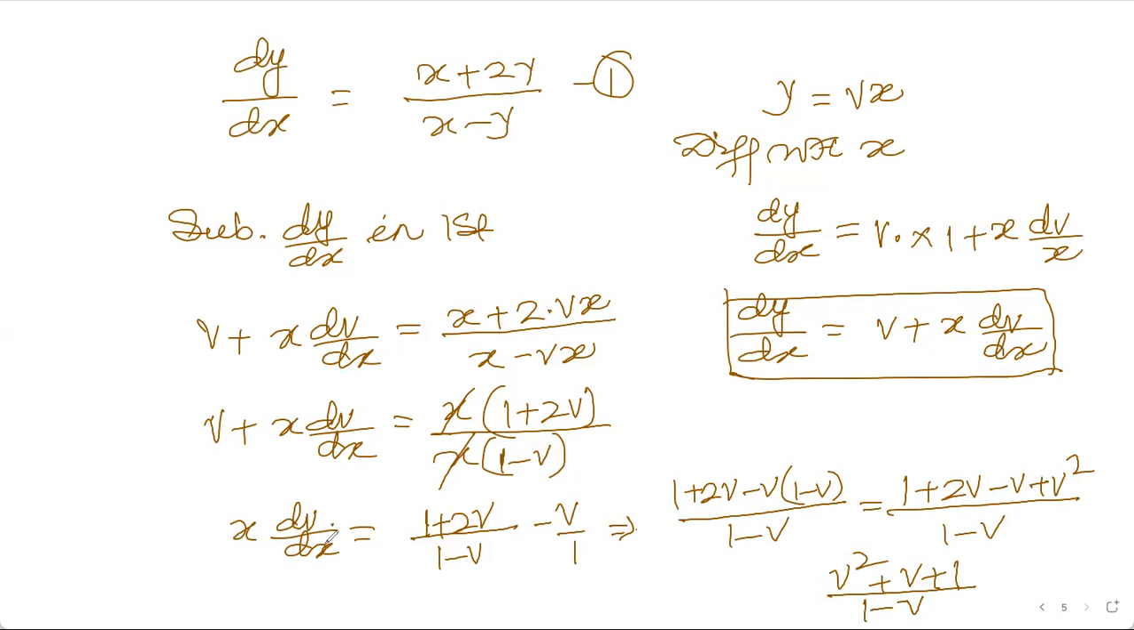This is x dv by dx. Is it so? This is x dv by dx. I can write it in another way: x into dv by dx, x into dv by dx. Further, x into dv by dx is equal to this.